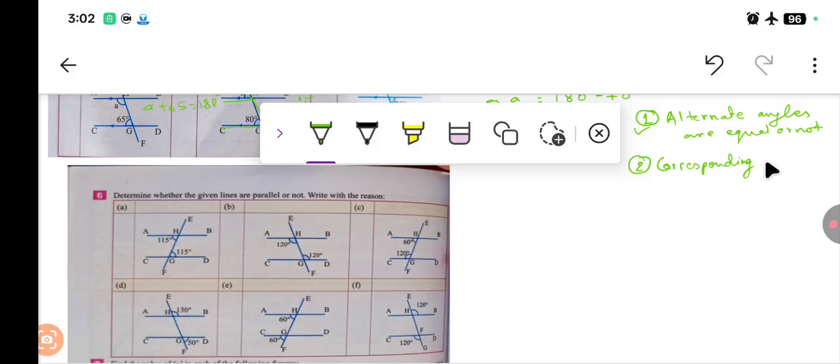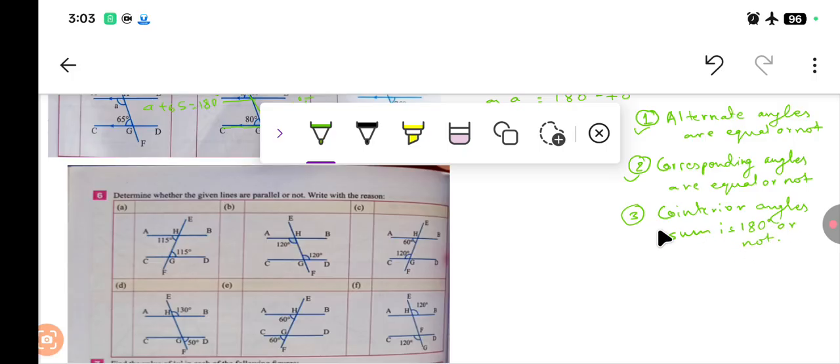Corresponding angles. If the corresponding angles are equal, then the lines are parallel, and if not equal, then the lines are not parallel. Now the third thing that we have to check for is whether the co-interior angles sum to 180 or not. If the sum of co-interior angles is 180 degrees, then the lines are parallel. If the co-interior angle sum is not 180 degrees, it means the lines are not parallel.